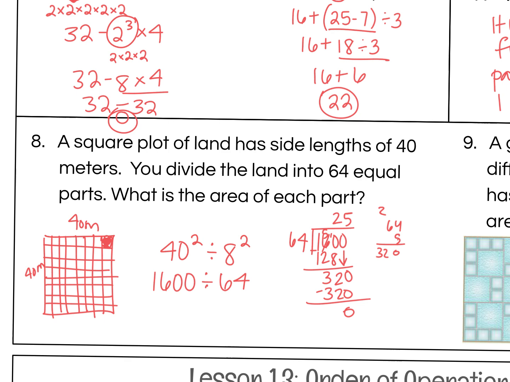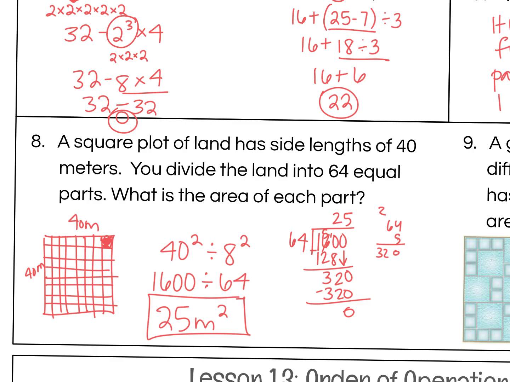So what is the area of each part? 25 what? Meters what? Squared. You can also write 25 squared meters. Everybody give Cooper a big air 5 on the count of 3. 1, 2, 3. Great job, Cooper.